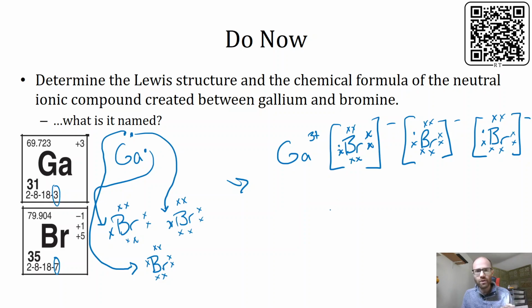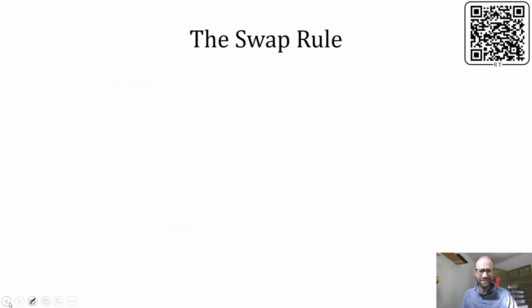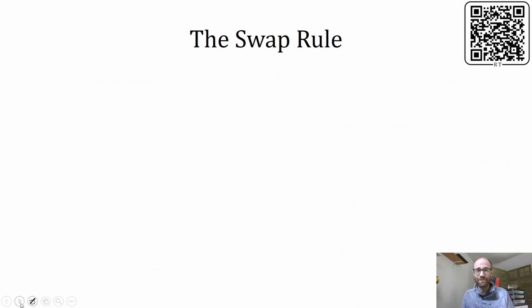So one way to draw the Lewis structure for the compound is that. A second way would be to draw it like this. And the chemical formula would be GaBr with a subscript of 3. So there's your three different answers that you can have from this. But that process, 1, takes a while, and 2, we don't actually have a name for this chemical compound, so that's what we're going to talk about today.